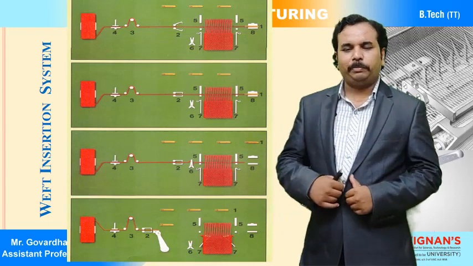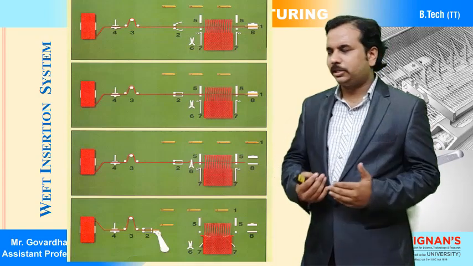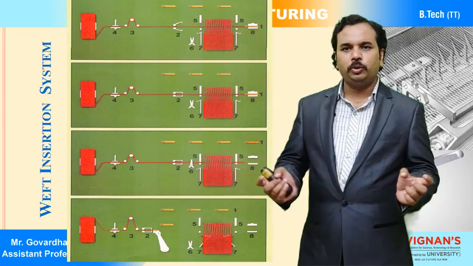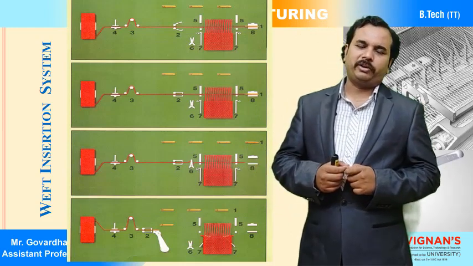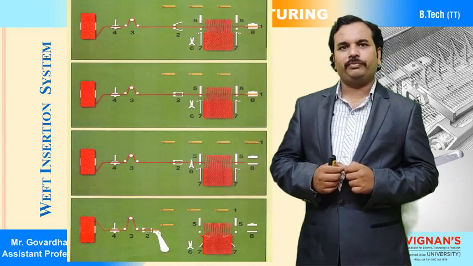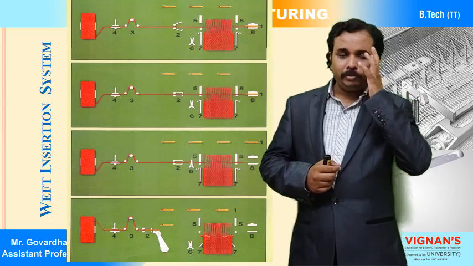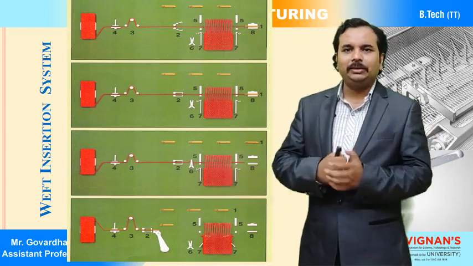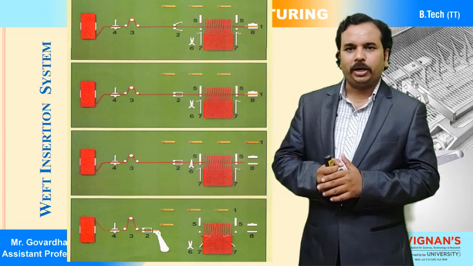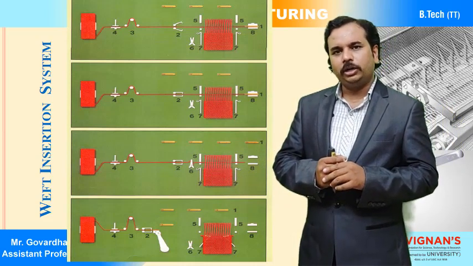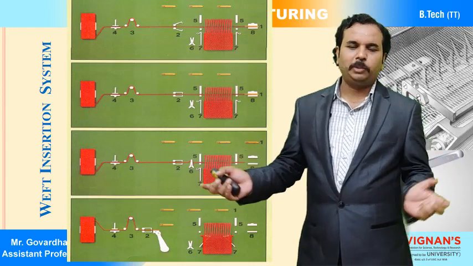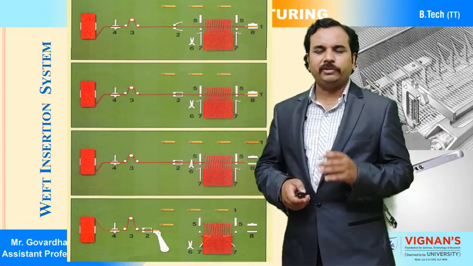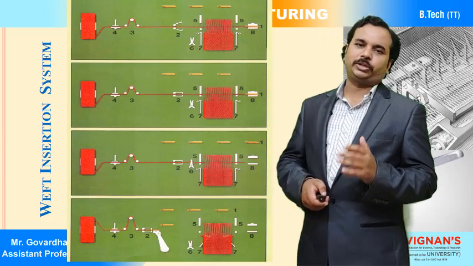So after the beat up is done, now in the last diagram, that is the 7th step, the tucked-in selvage elements are going to tuck the fringe of the weft thread into the next shed opening. When the next shed is opened, at that time the tucked-in pins are going to tuck into the next shed opening. After that, both sides of the fringe are going to be folded into the next shed. Okay, so these are the different phases of weft insertion in the case of projectile weaving.